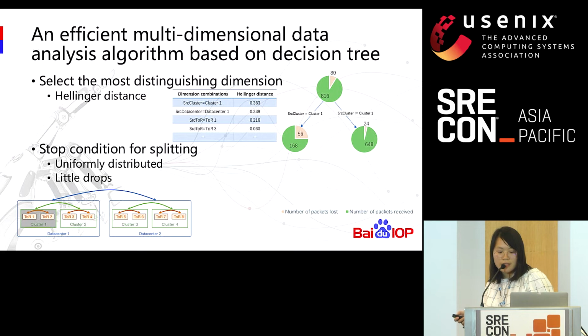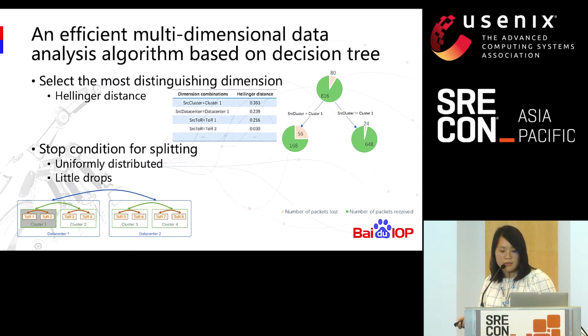We calculate the Hellinger distance between 2 divided nodes for every possible splitting dimension. Hellinger distance is 0.36 when splitting by source cluster equals cluster 1, and the Hellinger distance is 0.24 when splitting by source data center equals data center 1, and so on. So we split the node with source cluster equals cluster 1 because the Hellinger distance is the highest. Then the left node are the samples with the dimension source cluster equals cluster 1. The other samples are in the right node.